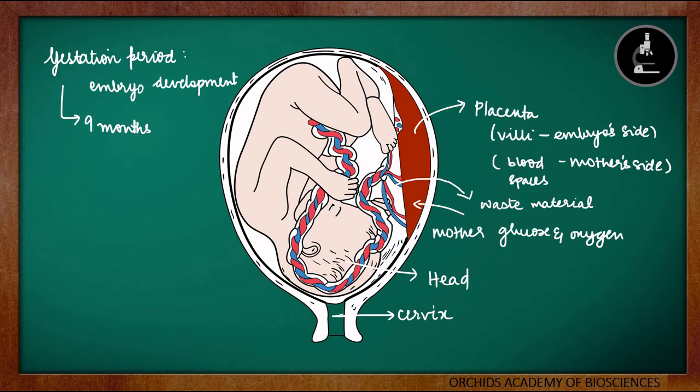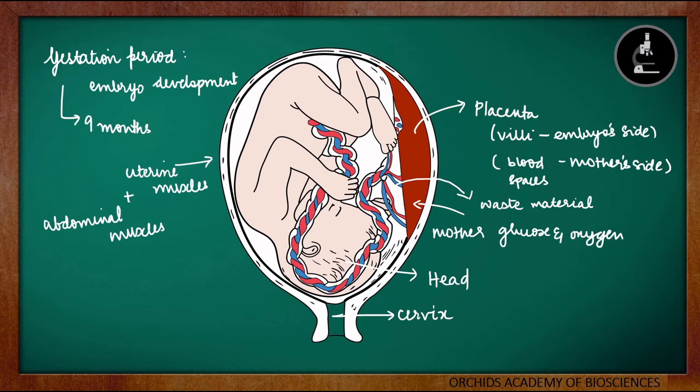Now when the time of birth comes, the child is born as a result of rhythmic contraction of the muscles of the uterus. So these are the uterine muscles as well as the abdominal muscles. So the child is born by rhythmic contraction of muscles in the uterus along with the contractions of abdominal muscles. So finally, through the vagina, the baby will come out.